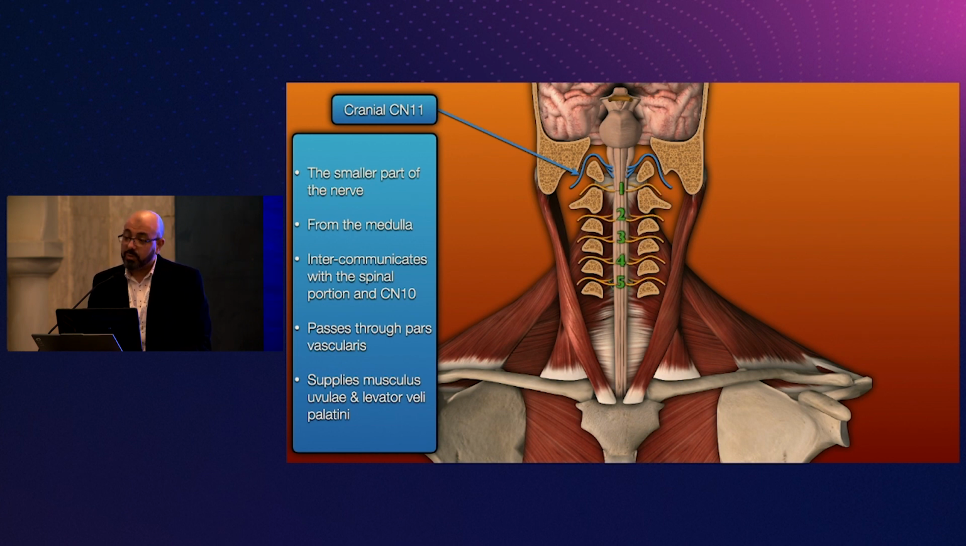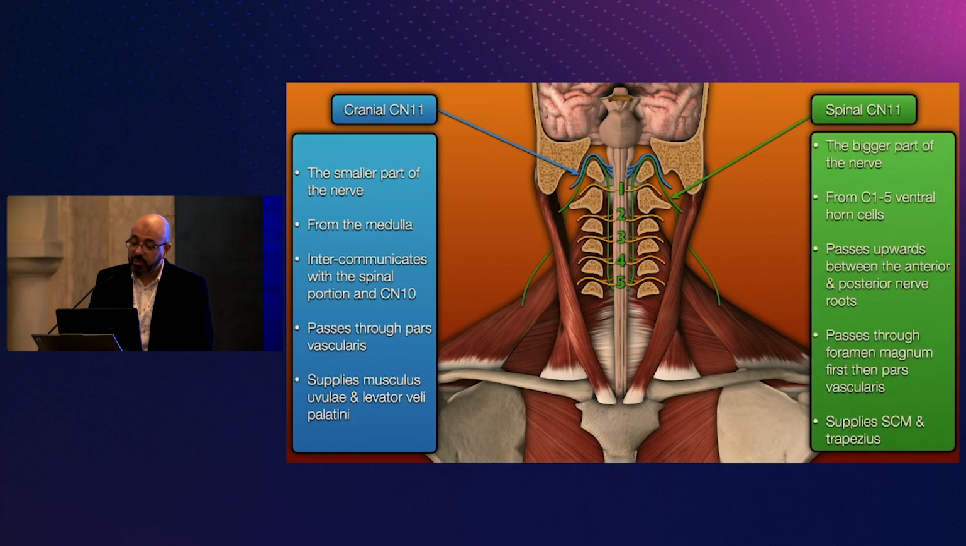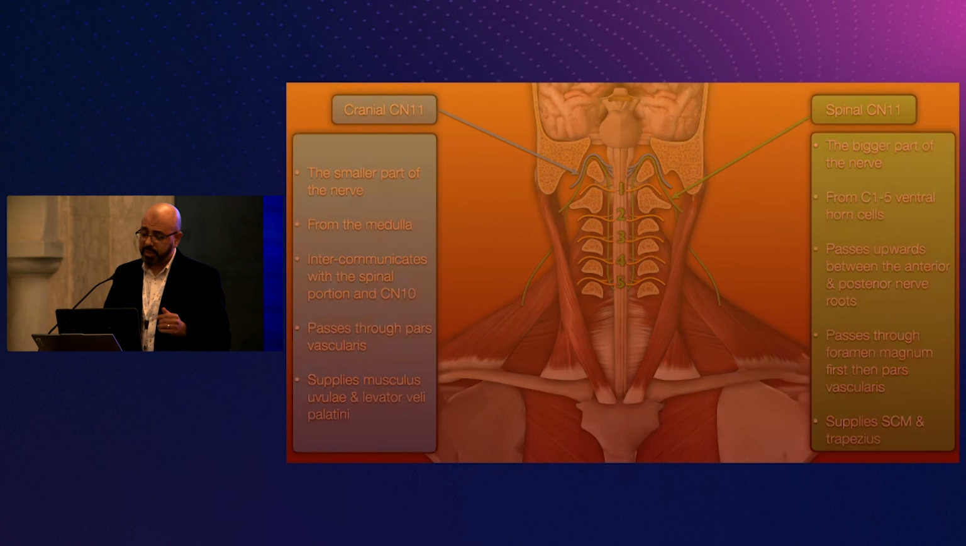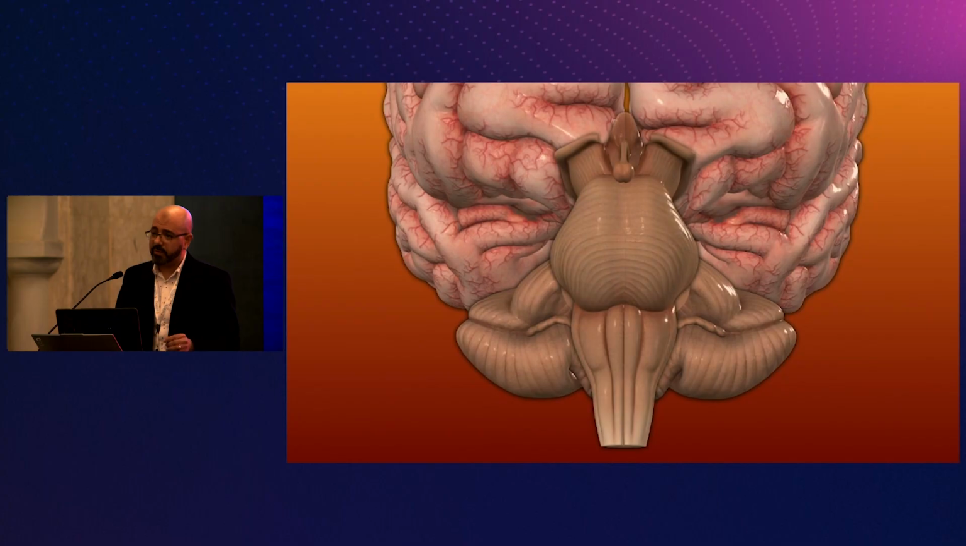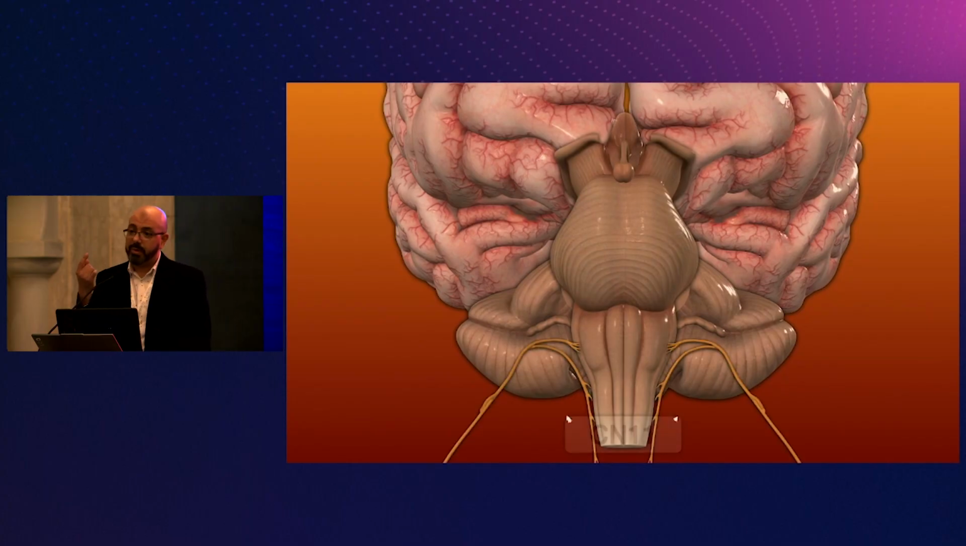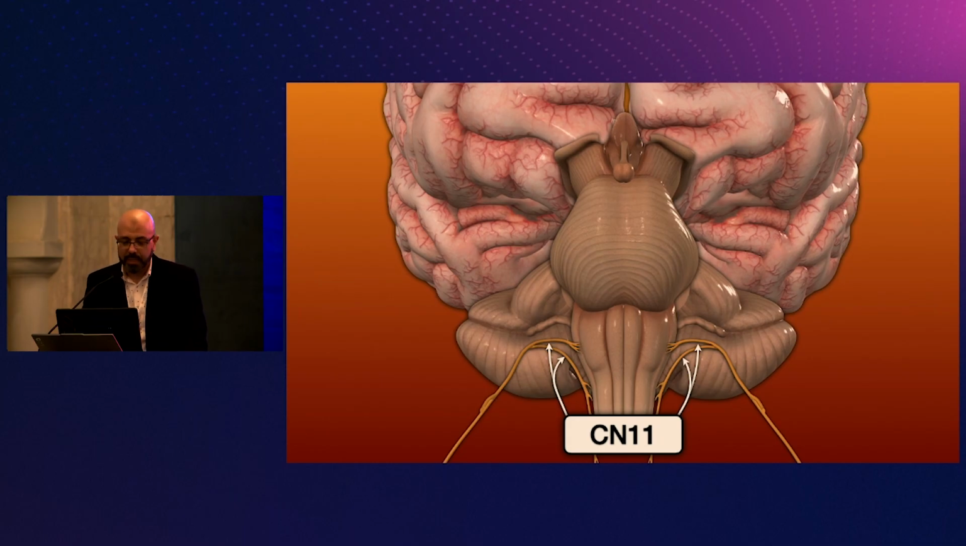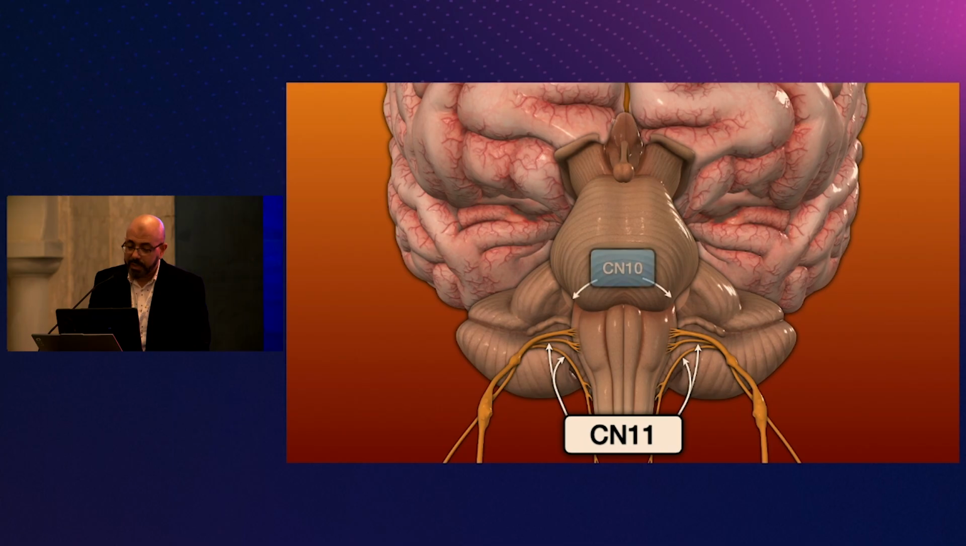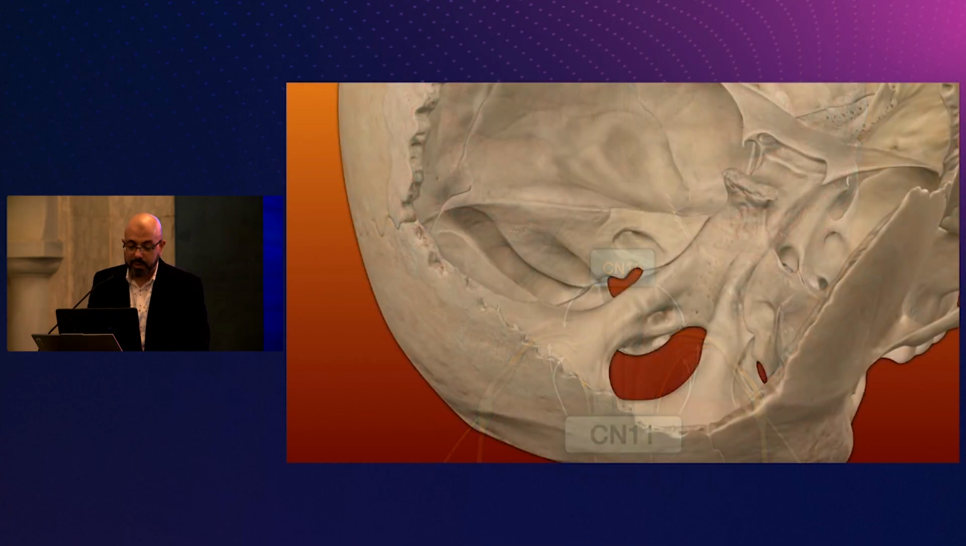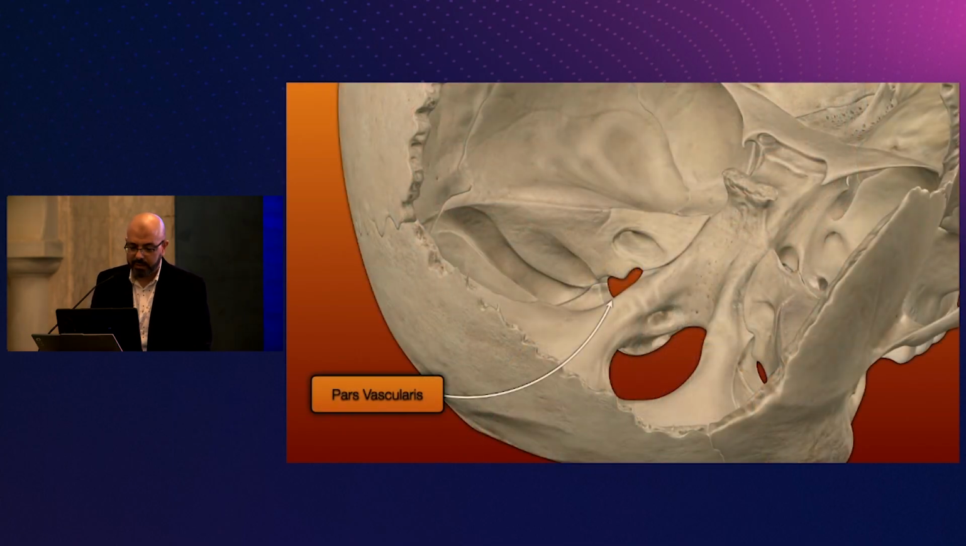The spinal compartment, as we said, is the slightly bigger part of the nerve, and it arises from the C1 to 5 ventral horns. After that, the fibers pass upwards through the spaces between the nerves, and then enter through the foramen magnum to join the cranial compartment before it exits the skull base through the jugular foramen. How can we identify it? It's directly below cranial nerve number 10 before it exits through the pars vascularis, as you can see here.